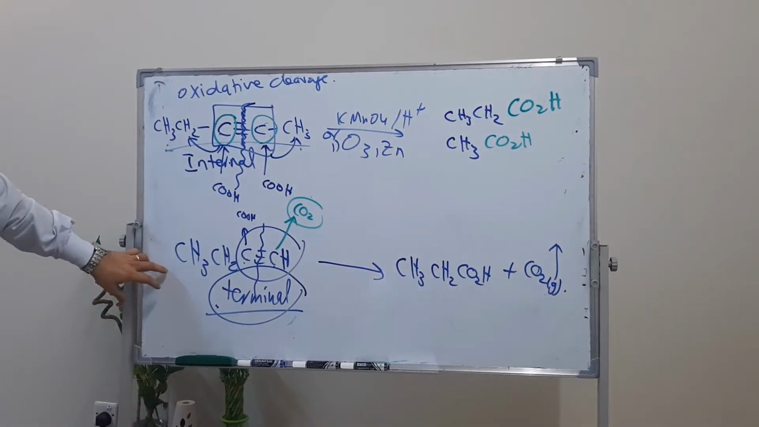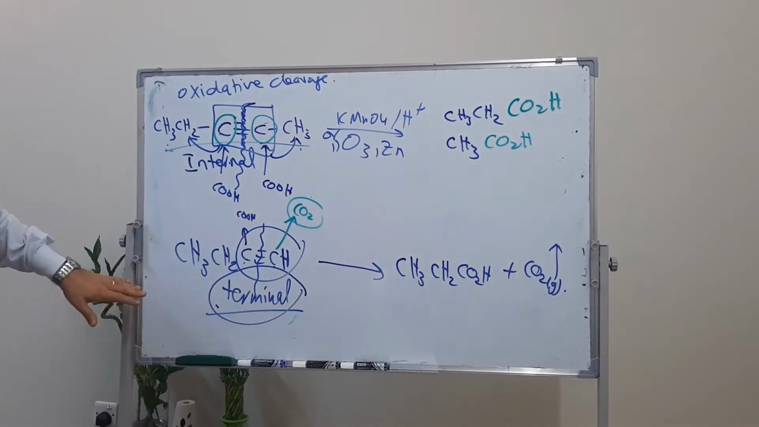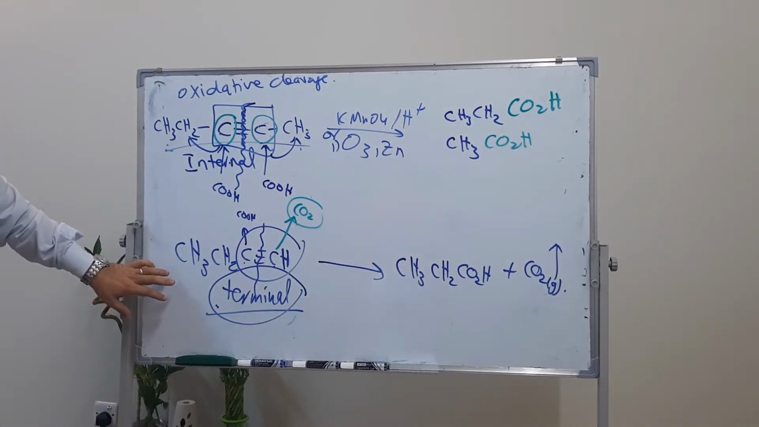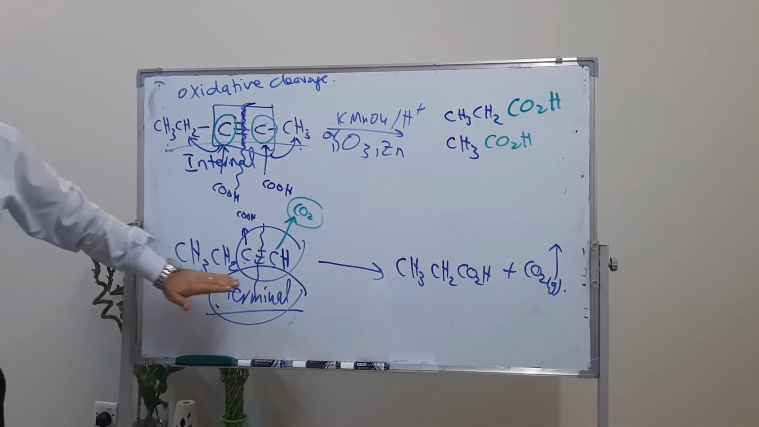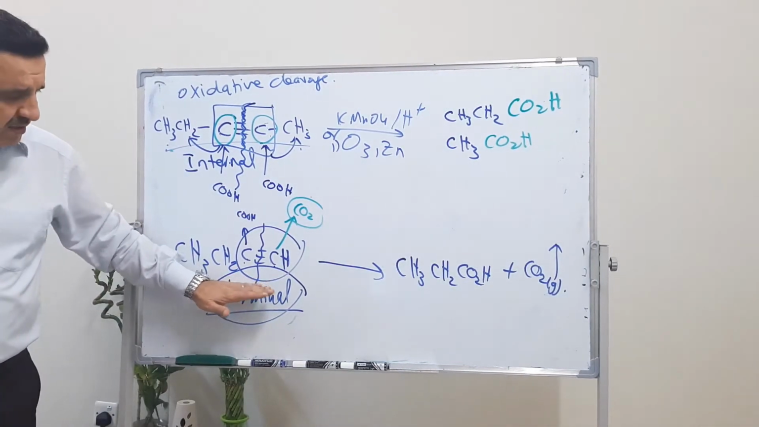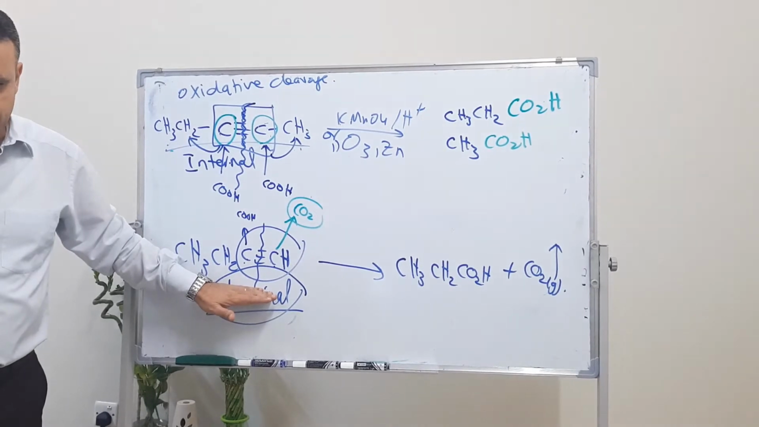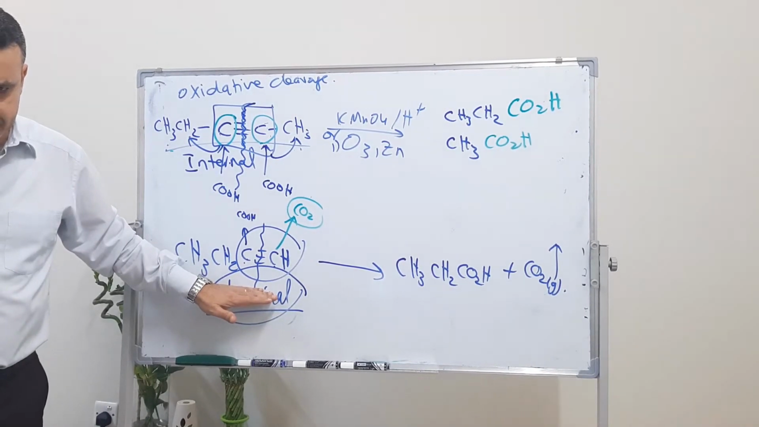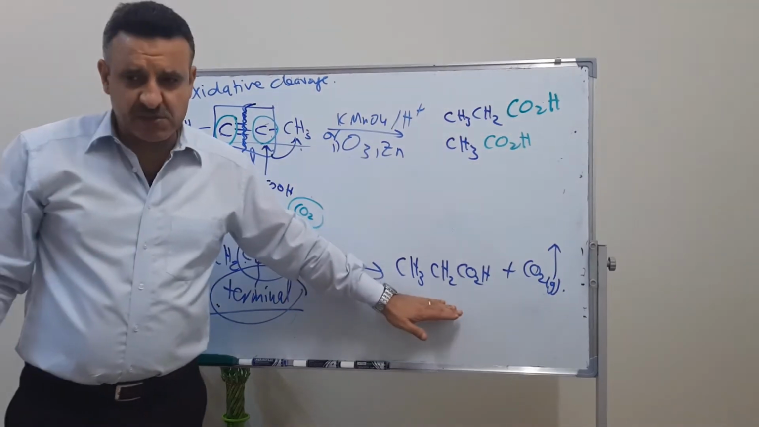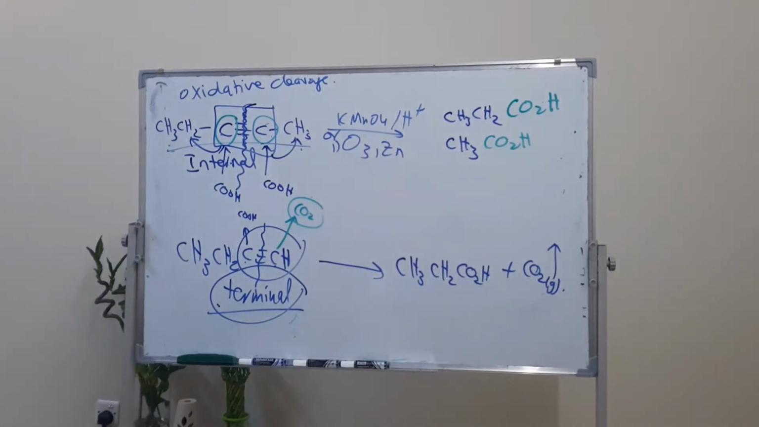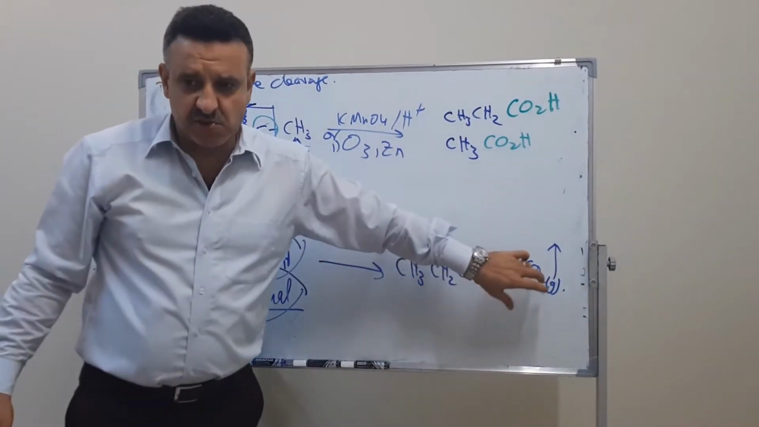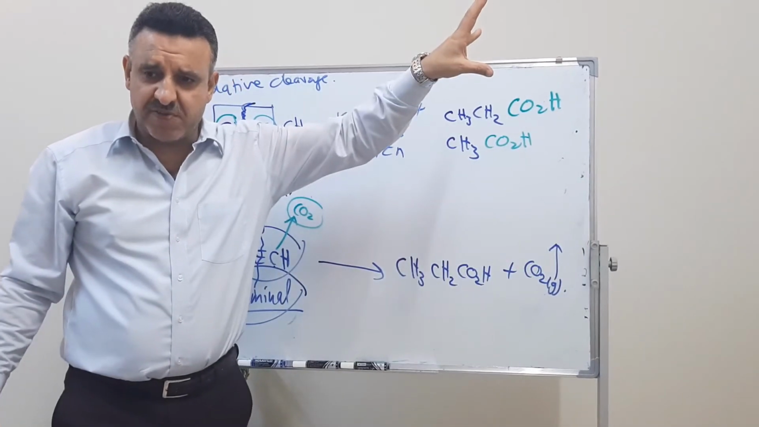What did you notice here? What do you notice regarding the number of the carbons for the terminal alkyne? We started with how many carbons in the reactant? 4. The product, how many carbons does it contain? 4? No, the product is 3, because the CO2 gas is just gas, it will go off, right?